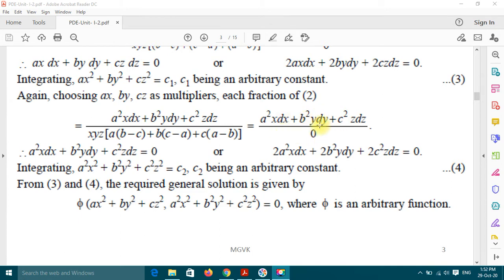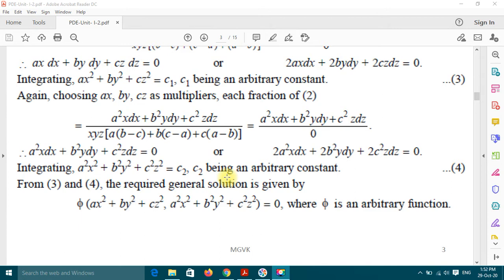Each one of the fractions we have taken, and if we multiply crosswise, then a square x dx plus b square y dy plus c square z dz is equal to 0. We multiply with 2 and then integrate it, we get a square x square plus b square y square plus c square z square is equal to c2, where c2 is an arbitrary constant. So therefore we get two different solutions of the given partial differential equation.